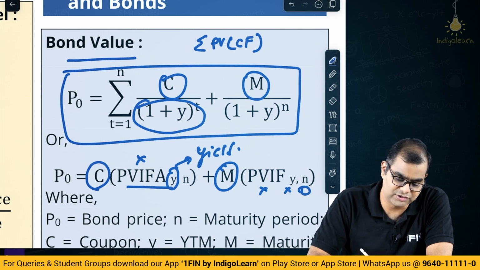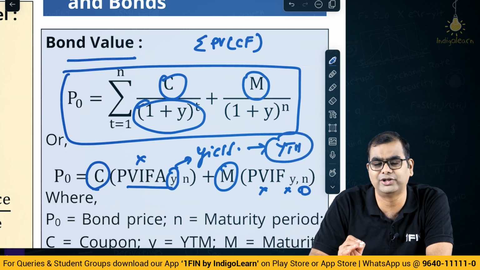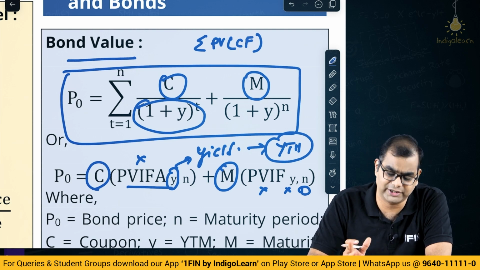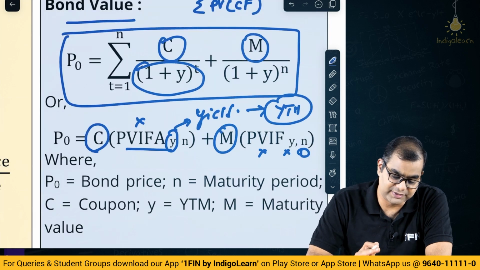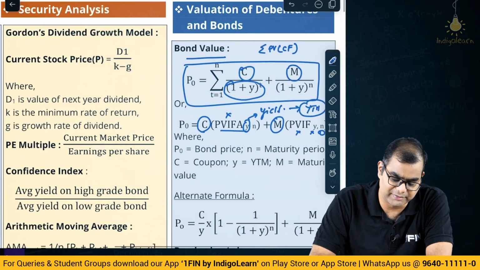Now here please note, what is this yield? This yield is known as yield to maturity, or YTM, or simply the word yield. All of these are used interchangeably: YTM, yield, or yield to maturity. So this is basically the value of the bond. I will explain it in a slightly simpler manner.